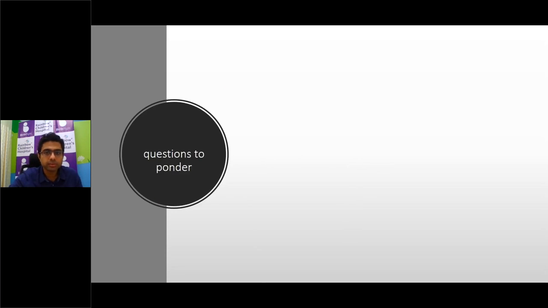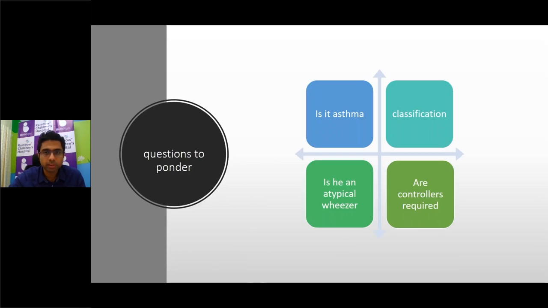So with a brief description, we'll just have some important questions to ponder. The first question is, is it asthma? How to classify under 5 wheezing? Is the child an atypical wheezer? And whether we require controller therapy for this child? These are the 4 important questions which we ponder and which we need to know. So let us answer one by one.